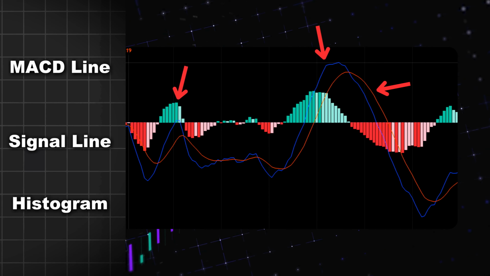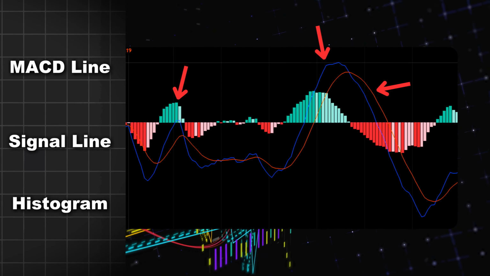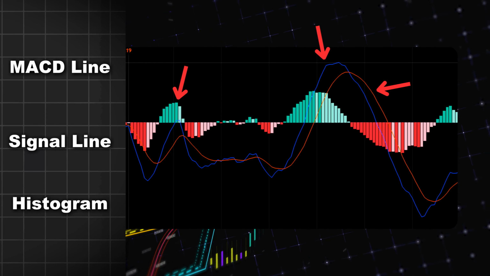When MACD crosses above it, that's bullish, and if it's below, then that means it's bearish. Lastly, we have the histogram. These bars show the distance between the MACD and signal lines. Taller bars mean stronger momentum to either side.